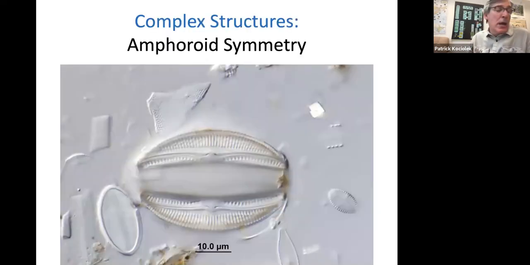Well, what about complex characters? So I've talked about convenience and I've talked about conservative types of characters. What about complex characters? So let's think, in our mind's eye, that we think, man, that setup is so complex that it could have only happened once. So let's think of the amphoroid diatoms.